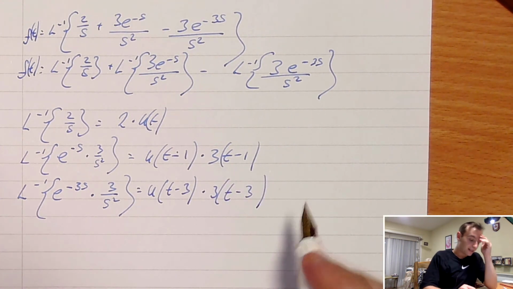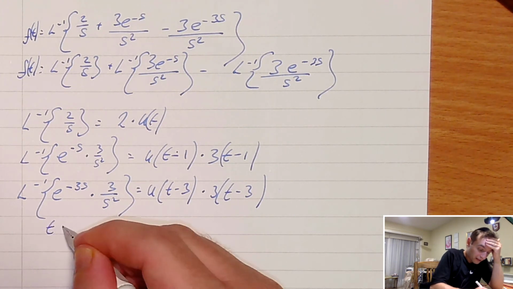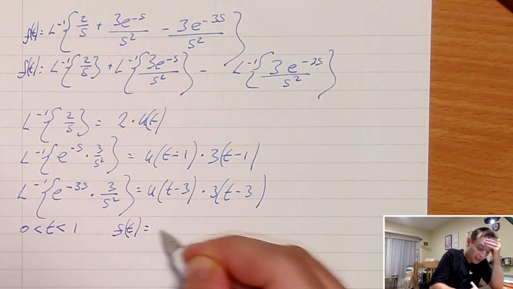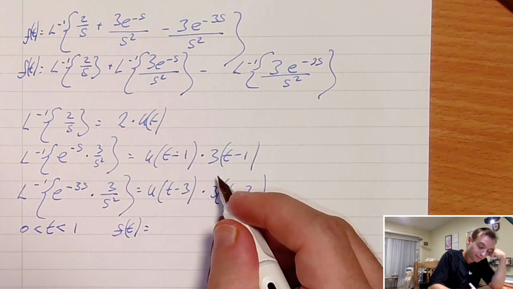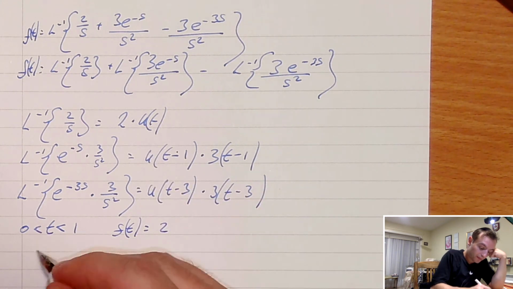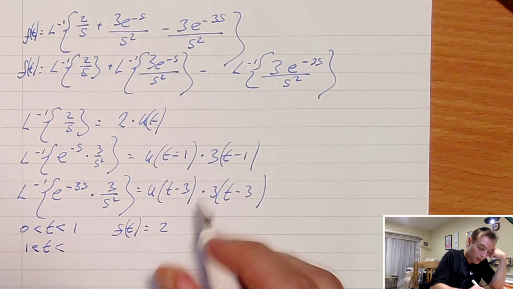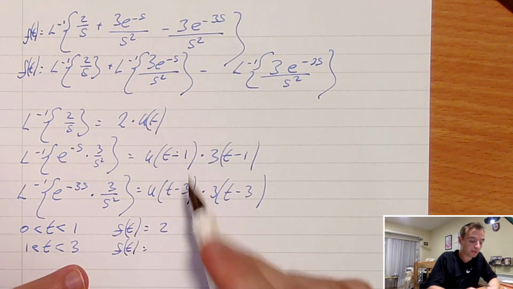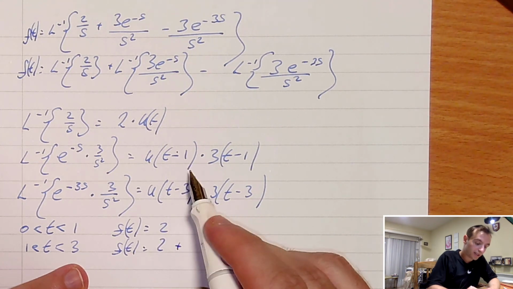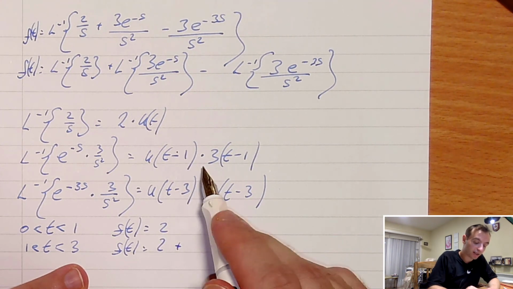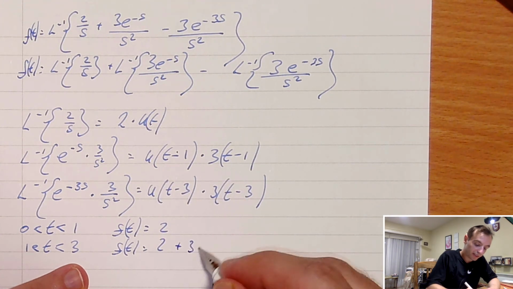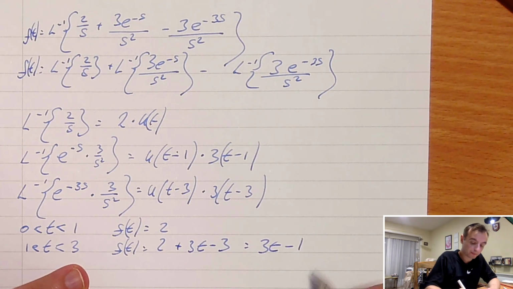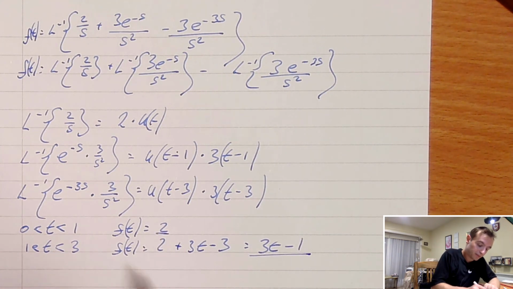So we can say, therefore, that for t between 0 and 1, f of t equals 2. Between 1 and 3, f of t equals, now at this point, remember we've got the original function, which is 2, but we're also going to add to that the function that now turns on at t equals 1, which is 3t minus 3, which equals 3t minus 1. It's the function there, it's the function there.